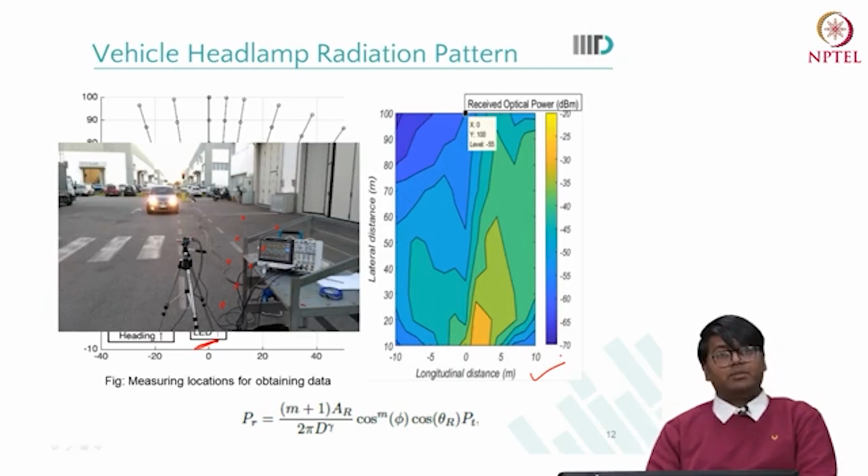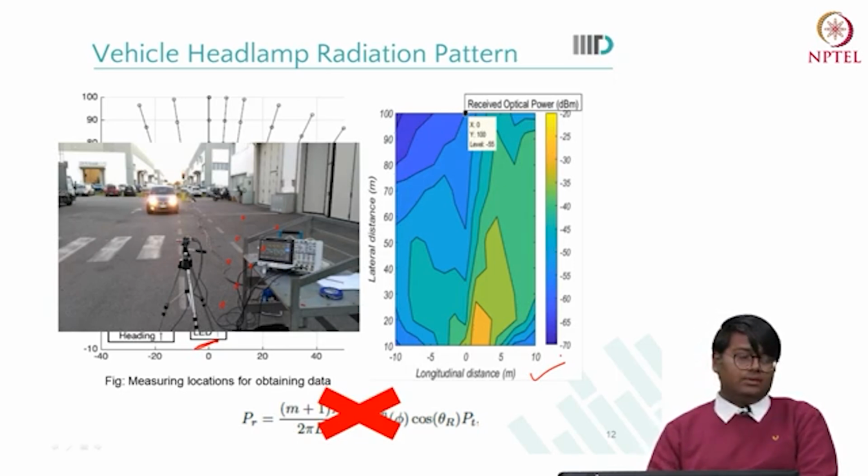And as you know, this Lambertian model assumes the vehicle LED headlamp to have an axially symmetric radiation pattern. So from this practical setup and these results, what we can conclude is that the Lambertian channel model is not valid for vehicular VLC. And recently, researchers have come up with various models such as the Gaussian angular model and asymmetric empirical model for simulating the realistic vehicular VLC radiation pattern.